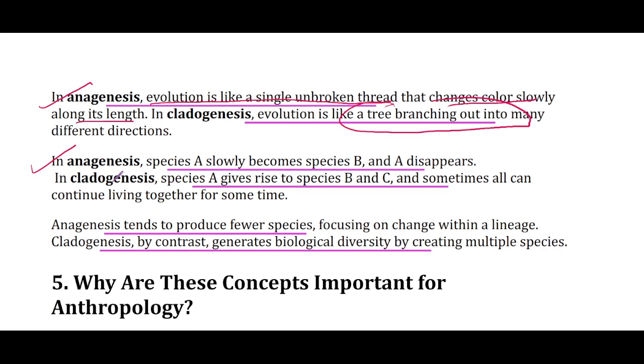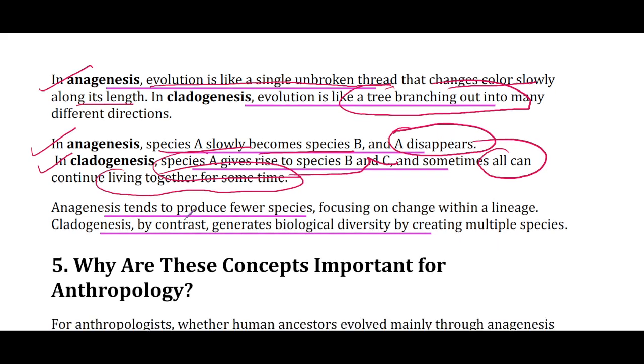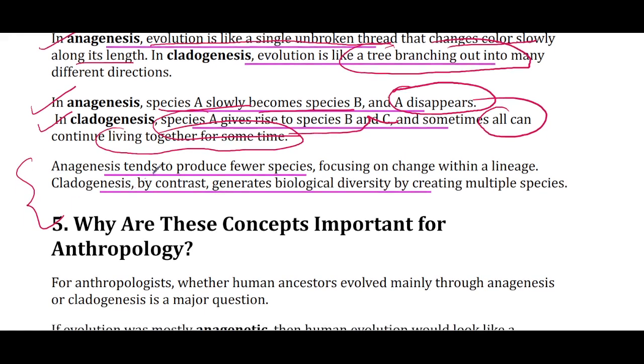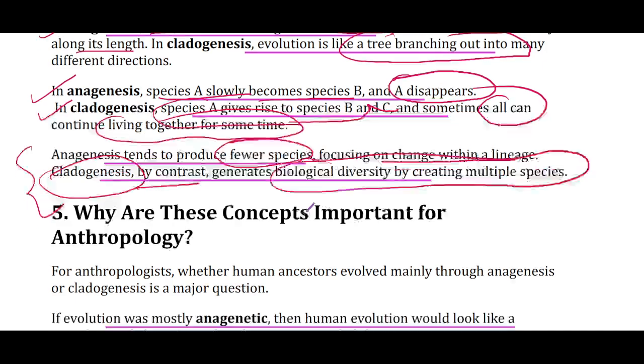Now the second difference, in anagenesis, species A slowly becomes species B, and with it, the parent species disappears. But in cladogenesis, species A gives rise to species B and C, and sometimes all three species continue to live together for some time. And it is obvious from this explanation that anagenesis tends to produce fewer species, focusing on changes within a lineage, whereas cladogenesis, by contrast, generates biological diversity by creating multiple species.